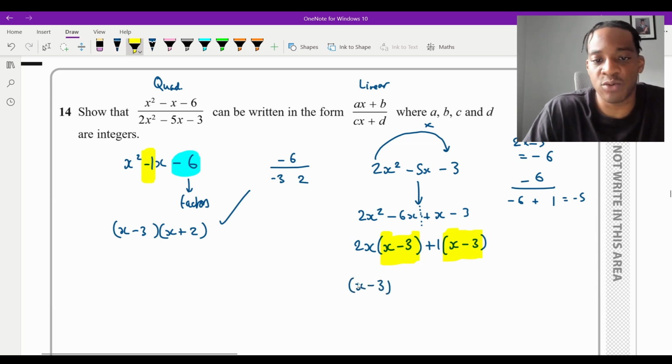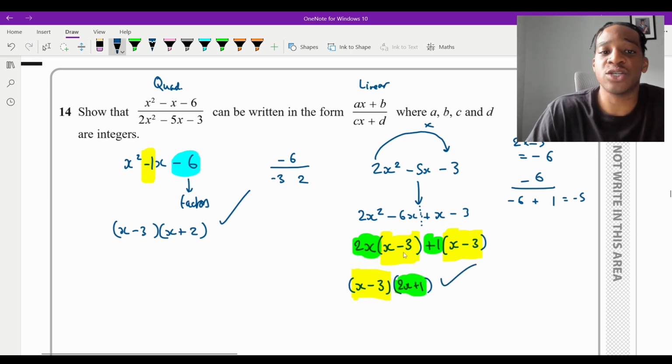So I'll highlight it in yellow. And that will leave us with, if I look inside, I've got a 2x here and I've got a plus 1. That would be the second bracket. So it'll be 2x plus 1, like this. And so now we've successfully factorized both the numerator and the denominator.